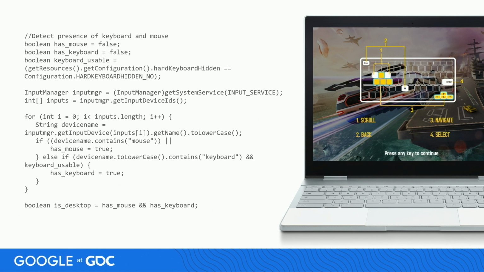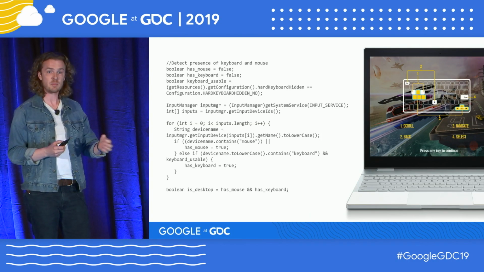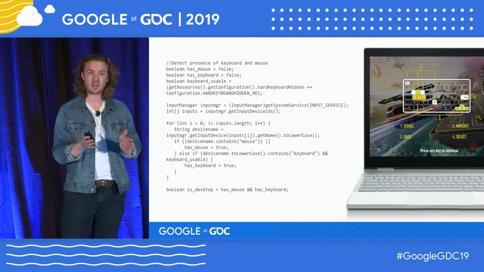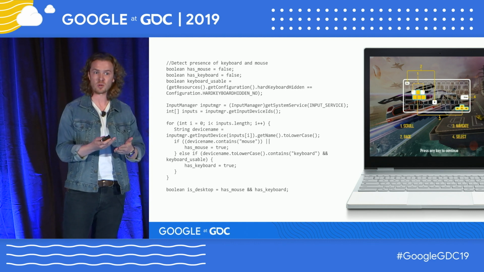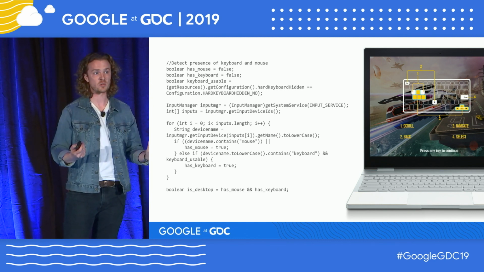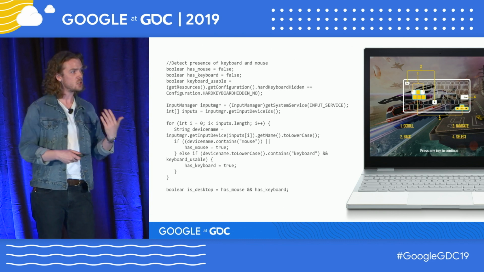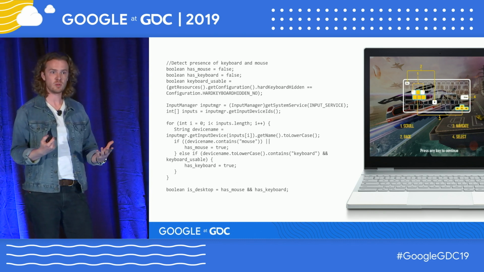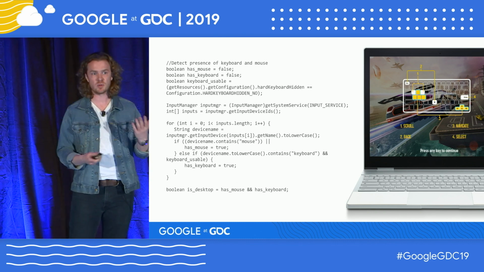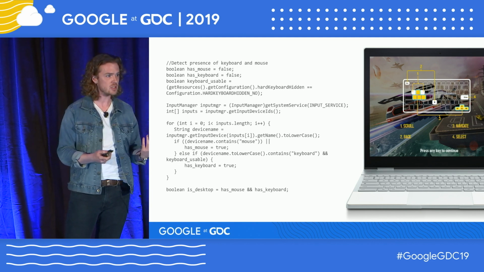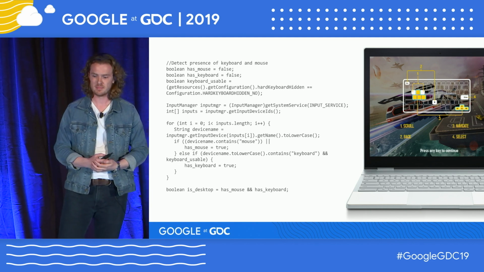Now, another key point to remember here is that just because Input Manager says that something is available, it might not be usable. It could be a Chromebook with a keyboard that's actually in tablet mode, so the keyboard's on the back and it's not usable. So again, keep in mind that these devices are convertibles, and your players may switch between any number of control inputs at any time.